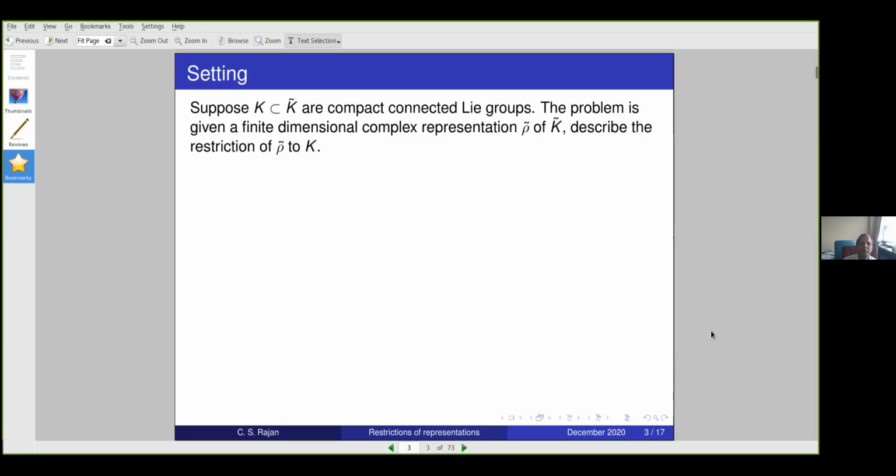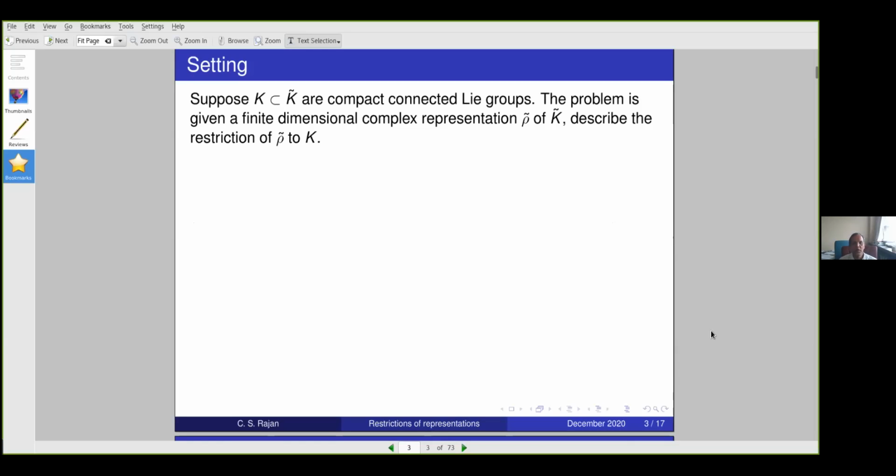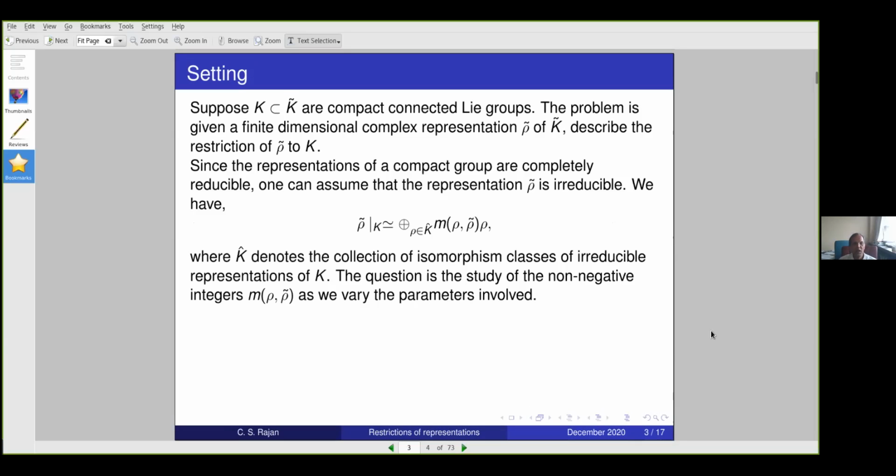So, what is the setting? You're looking at an inclusion of two compact connected Lie groups, K containing K tilde, and the problem is to describe the decomposition of a representation rho tilde of K tilde restricted to K. Since the representations of a compact group are completely reducible, you can assume that rho tilde is irreducible.